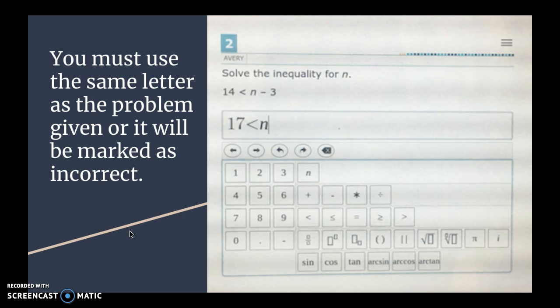Something like number 2, if a variable is given, you have to use that letter. So for example, if I put 17 is less than x, I would get the answer wrong. So you have to use the correct letter.